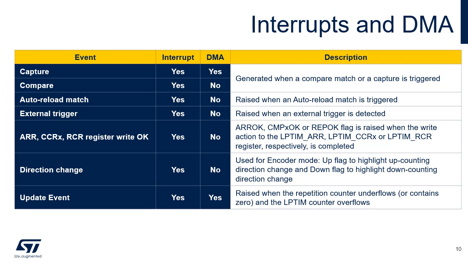The up and down direction change interrupts are raised when the encoder mode function is enabled and the counting direction is changed from up to down and vice versa. The counting direction of the low-power timer's counter reflects the rotation direction of the quadrature sensor. The update event interrupt or DMA request is generated when the repetition counter underflows and the LPTIM counter overflows.